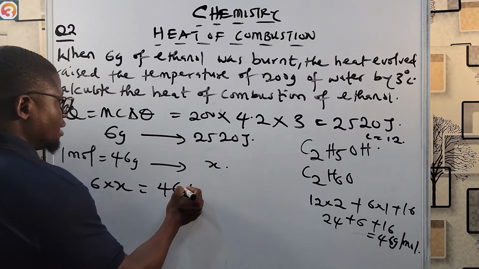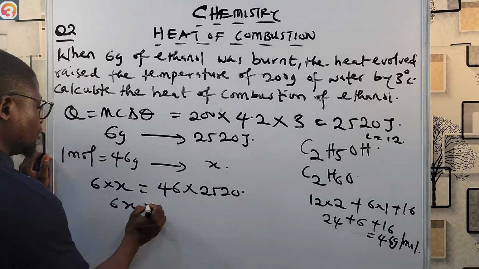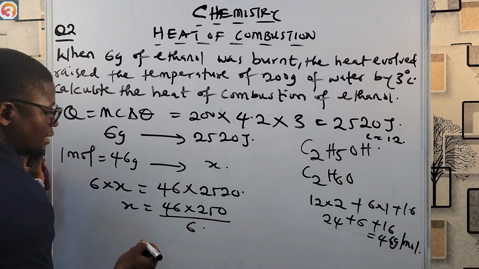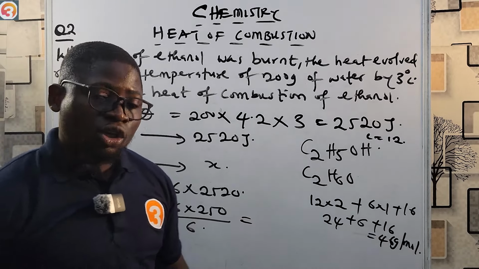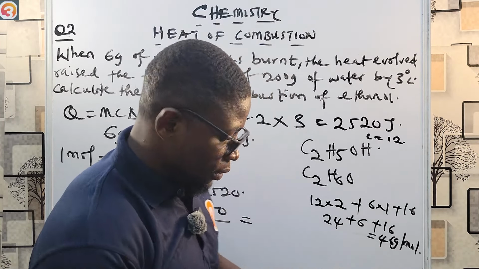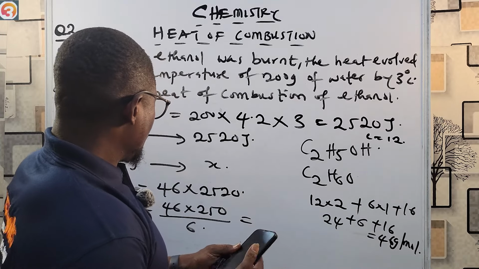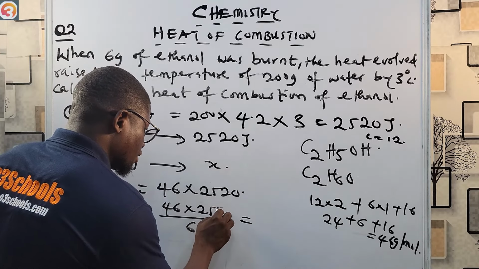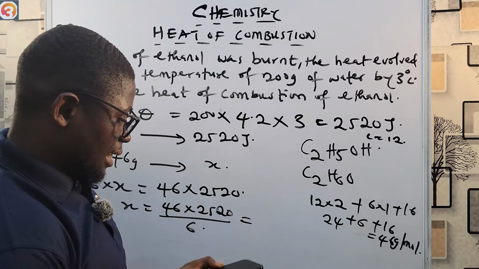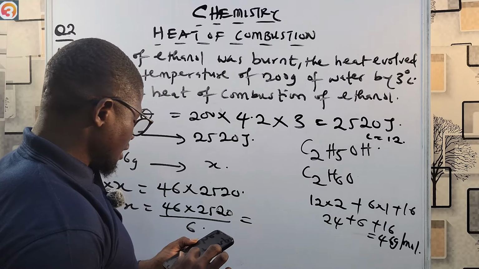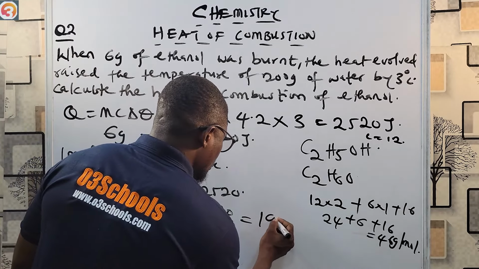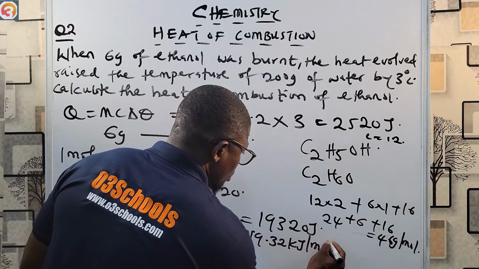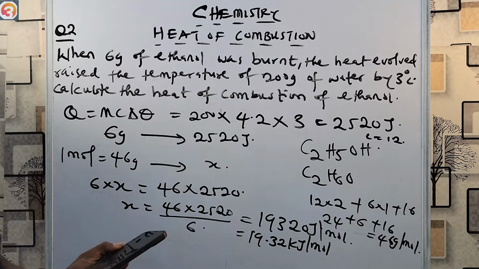will be equal to 46 times 2520. Okay, so 6X will be equal to 46 times 2520. Let me just say X directly because of time. So divided by 6. Then find our value. Press your calculator. Don't do it. Oh, so now I'm going to have 46 times 252. You see me now, I've removed the 0. I put 250. So you have to be very careful also when you are solving. Okay, it's 2520. So 46 times 2520 divided by 6 gives us 19,320 joule. So that is 19.32 kilojoule per mole. Okay, so that will be our final value.